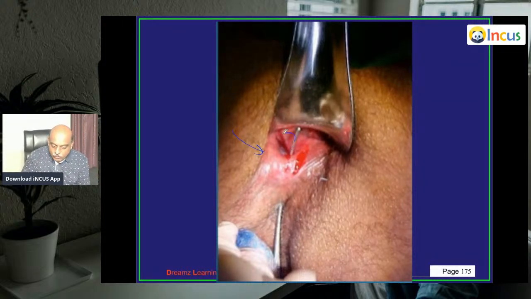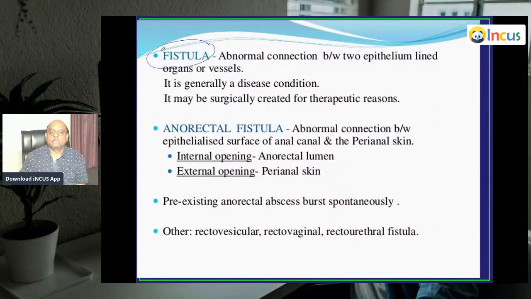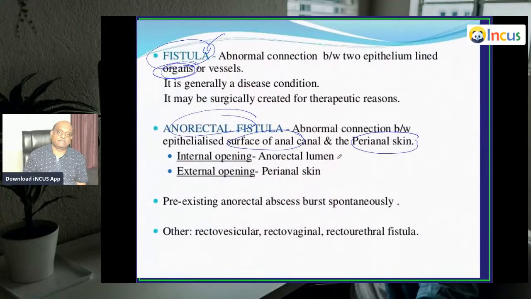So you can appreciate how you can see the external opening of the fistula in ano. Now, what is a fistula? Any abnormal connection between two epithelium-lined vessels or organs is called a fistula. So any anorectal fistula is between the epithelialized surface of the anal canal and the perianal skin. The internal opening of this fistulous tract is located in the anorectal lumen, whereas the external opening is on the perianal skin, is what you need to remember.